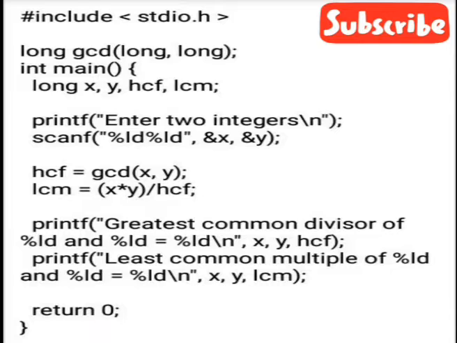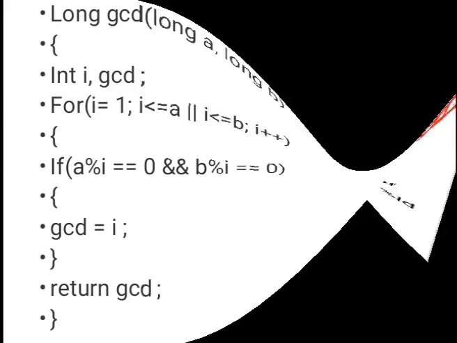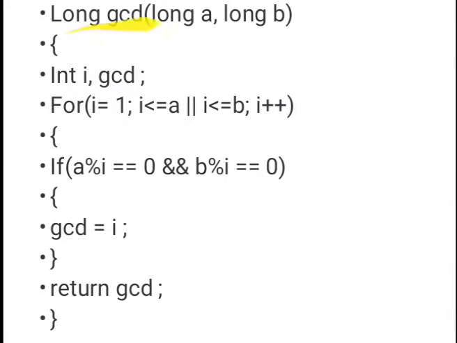And now I want to discuss this function. This prototype stands for long gcd(long a, long b). Here I declare a and b, and in between the curly braces of the body of the function I declare two integer variables, that is i and gcd. In the for loop I declare this command.